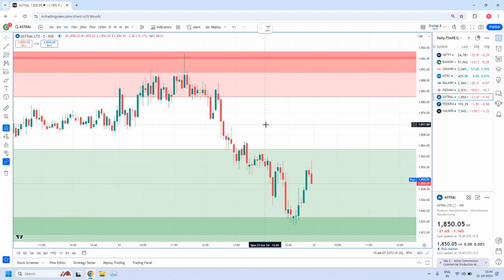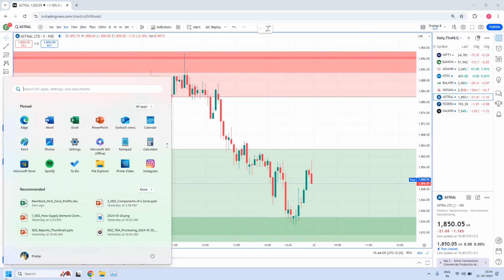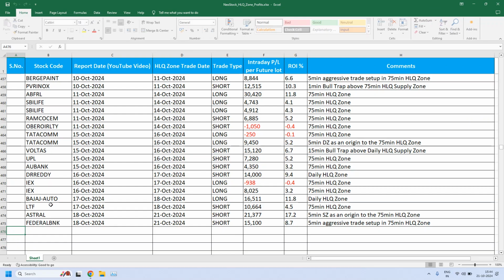And how much profit has Astral given? Astral has given 21,377 rupees profit as per one futures lot. And the ROI based on one futures margin cost is 17.2% ROI. It gave a very good profit during the intraday. 17.2% return on your investment. That is one futures margin cost.